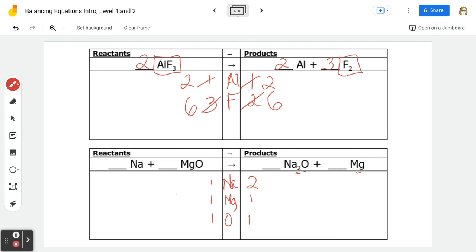So in this case, only the Na needs to be balanced, and that can be done very easily by putting a coefficient of 2 in front of the Na. And everything else is good, the Mg and the O, so I can just put 1s in front of the rest of the formulas. And that is how you do level 1.